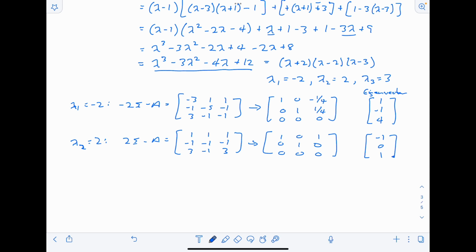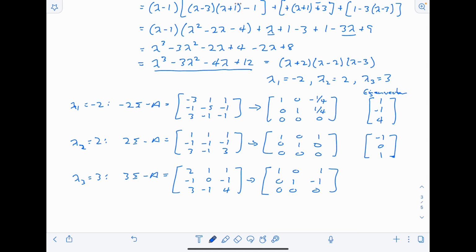And then finally for lambda 3, which was 3, we'll have 3I minus A, which is going to be 2, 1, 1, -1, 0, -1, and 3, -1, 4. And again, its reduced row echelon form is 1, 0, 1, 0, 1, -1, and 0, 0, 0. All right, so finally, its eigenvector, -1, 1, and 1.